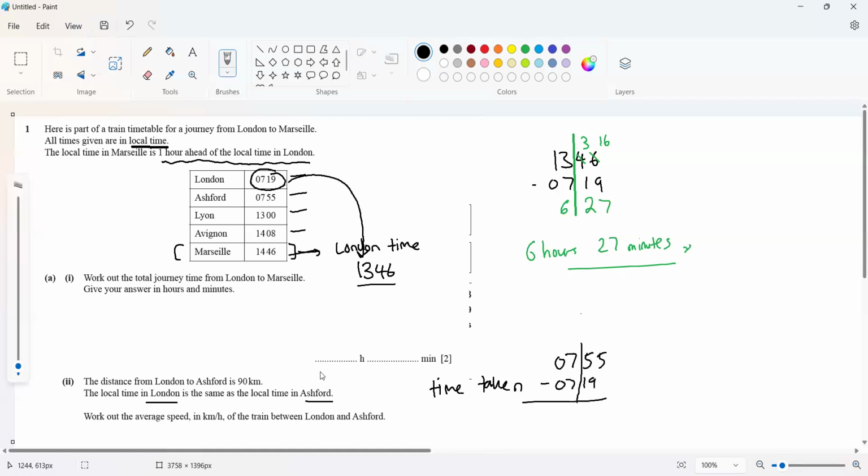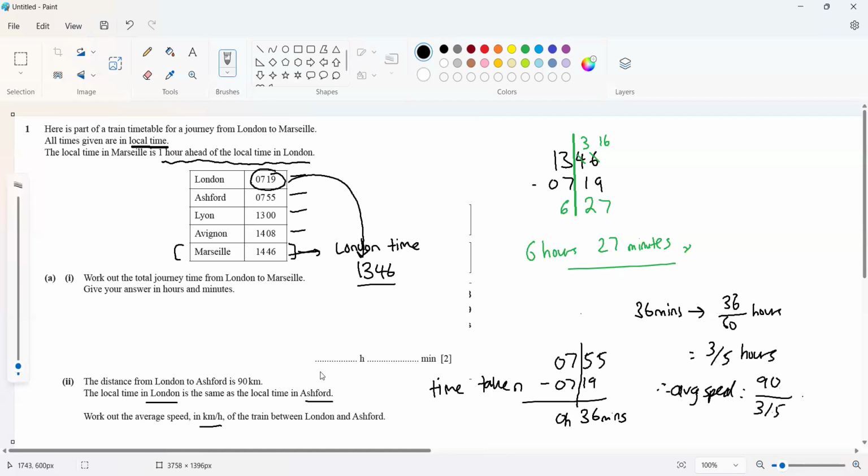From here, we're going to split between the hour and minute. This will give us 36 minutes and 0 hours. If you notice, the unit is in kilometers per hour, so we must convert our 36 minutes to hours. 36 minutes is basically 36 over 60 hours, or in other words, 3 over 5 hours. So therefore, our average speed in this case would simply be distance over time. Our distance is 90 and our hours is 3 over 5. So from here, that would be 150 kilometers per hour.